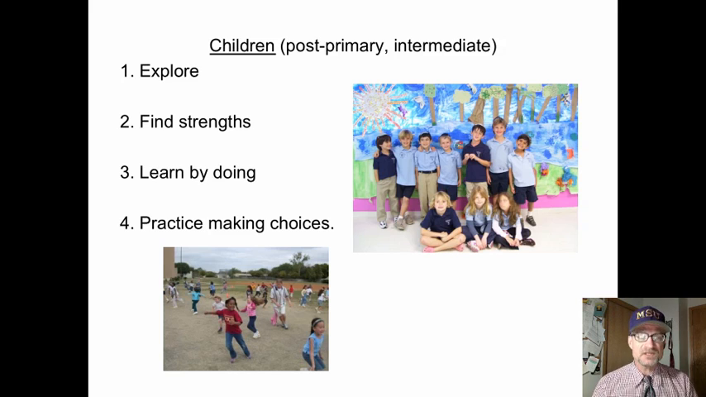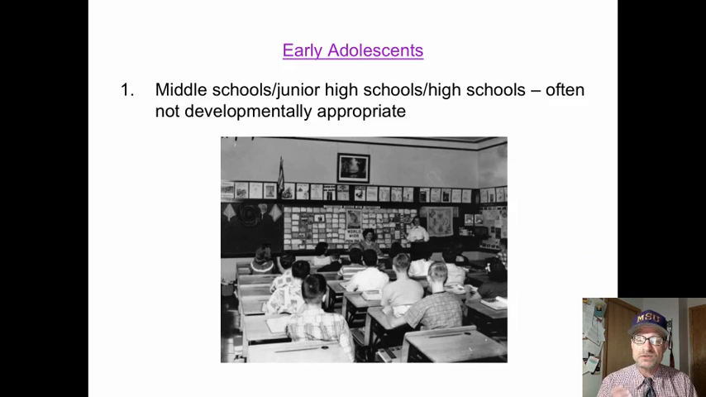Children, post-primary, intermediate, they need to explore, try a lot of different things to find their strengths, what they're good at, what they're not good at, what they're interested in. They learn by doing, not sitting and listening. By the way, most human beings at all stages, we learn by doing. And then children need practice making choices. How many times have you heard a teacher say, you just don't know how to make good choices, you make bad choices? Well, we need to give them opportunities to make choices if they're going to learn how to make good choices.